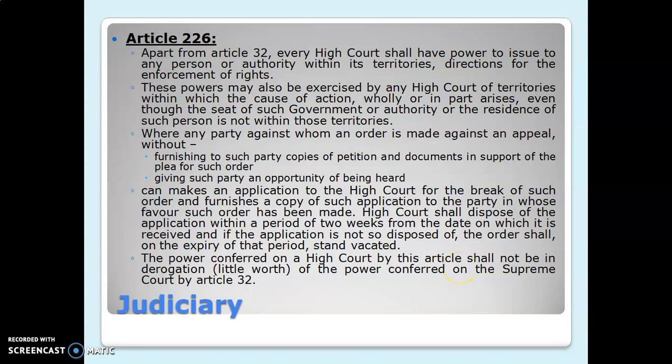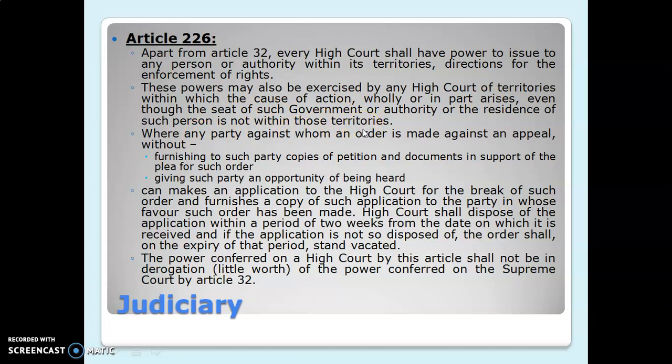Then Article 226, which is also related to the judiciary. Apart from Article 32, every High Court shall have power to issue to any person or authority within its territories directions for the enforcement of rights. If a person does not want to go to the Supreme Court, they can appeal to the High Court of their state also. In that situation, the High Court also has the same power to issue such orders to the concerned authorities to enforce those rights. These powers may also be exercised by any High Court in whose territory the cause of action wholly or in part arises, even though the seat of such government or authority or the residence of such person is not within those territories.